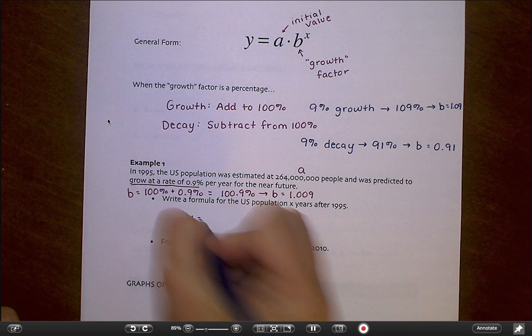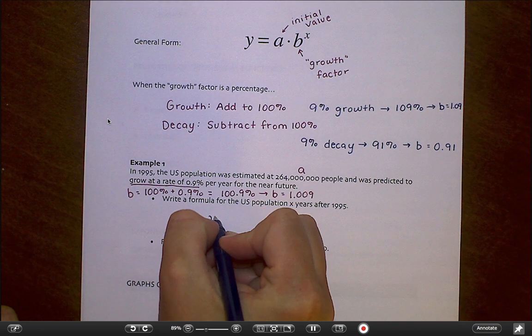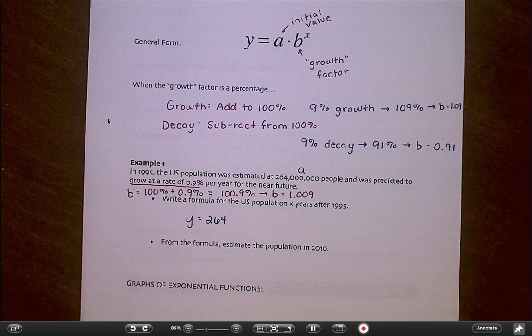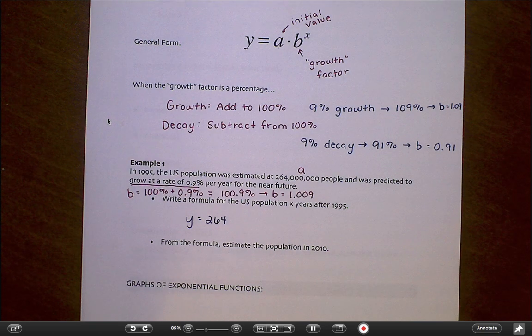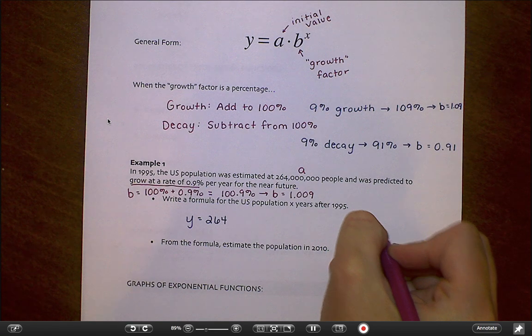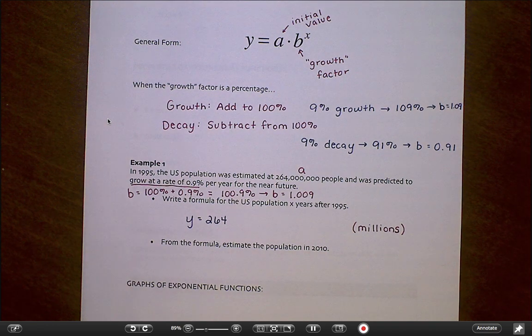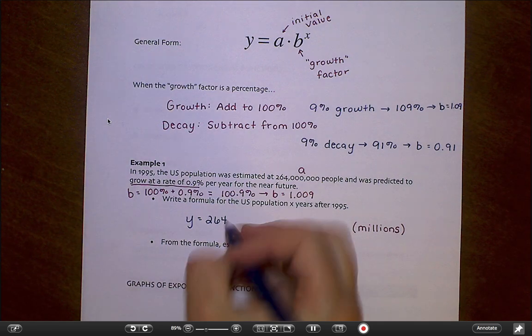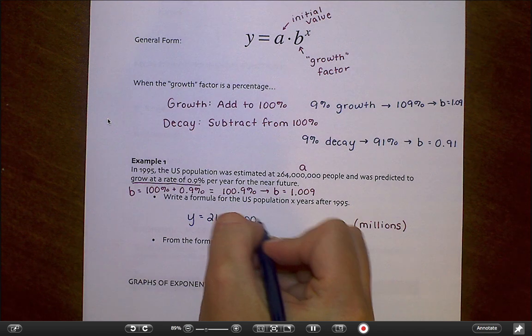We can say y equals my A value. Now here's what I think I'm going to do. I'm just going to put 264 in as my A value instead of dealing with all those zeros. This is 264 million people. So I am just going to know that my answer is going to come out in millions. If I start with a value of 264, whatever answer comes out of my equation, it'll be that many million people. Here's my B value that we just figured out was 1.009.